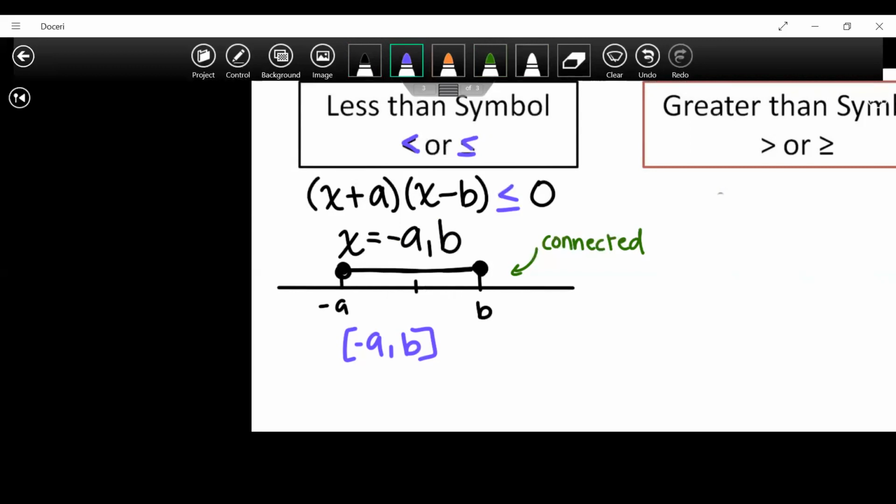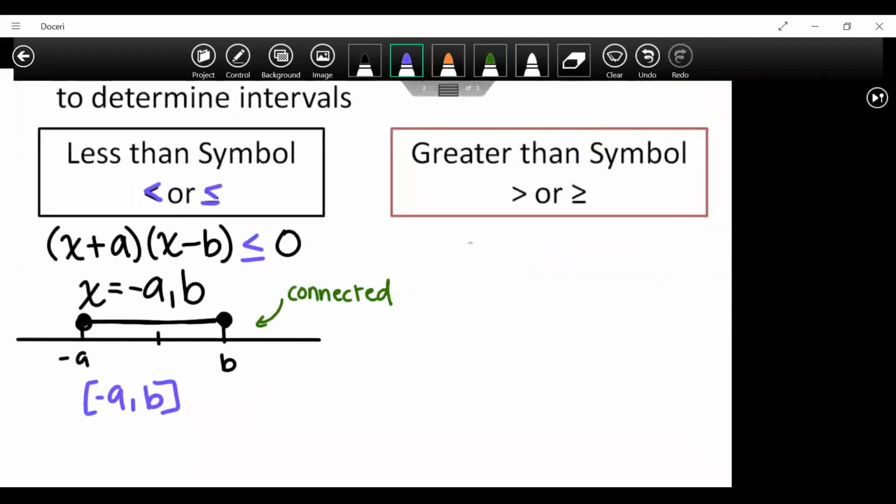Okay, let's look at the opposite idea. Okay, we're used to that. We're used to seeing something like that. We did many of those. If the symbol is greater than or equal to, meaning it's the other way around, it's going the other direction. Let's come up with the same idea. Let's say x plus a, x minus b is strictly greater than, so we're going to say greater than 0 for this one.